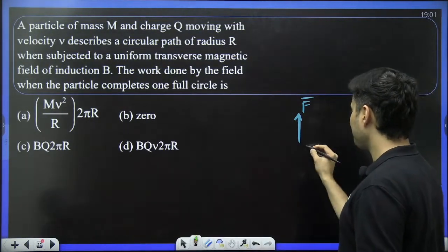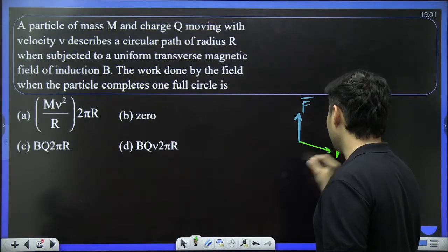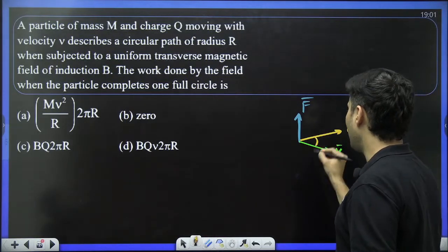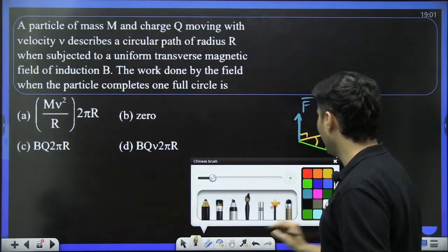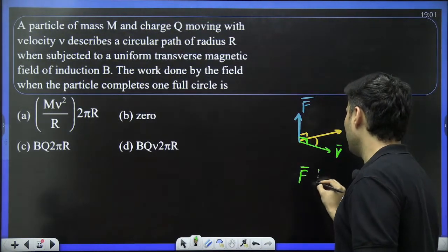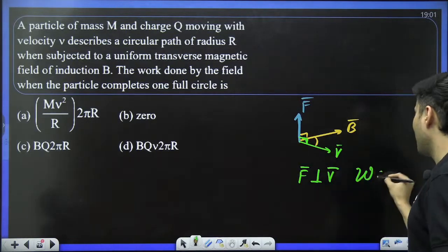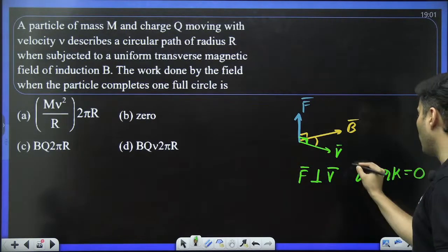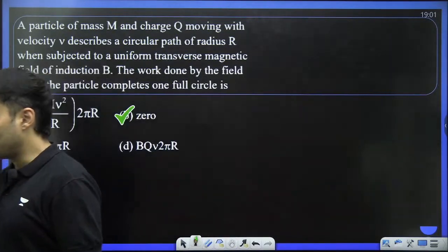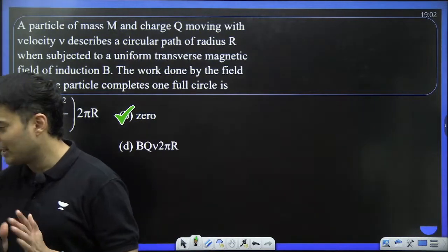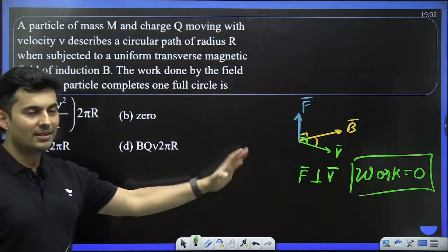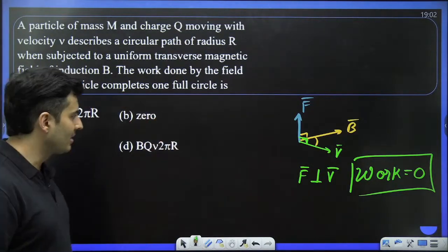How it acts. If the velocity is like this, and if the magnetic field is like this, right? This is the angle between them. This is perpendicular, and even it is perpendicular to this. Force is always perpendicular to velocity. Work done is always 0. Always. Exactly. Answer should be B. Very good. Excellent. See, everybody knows this answer. Awesome. Keep it up. So the answer is work done is a big fat 0.